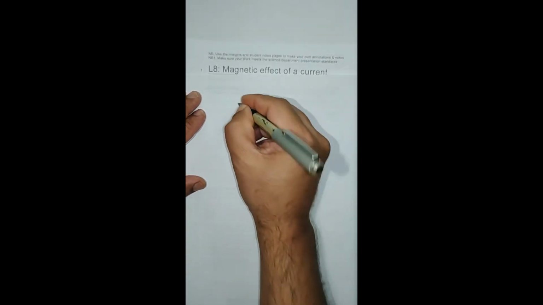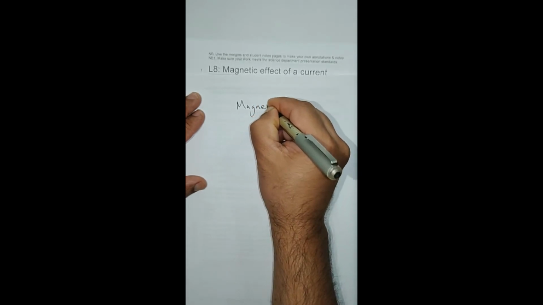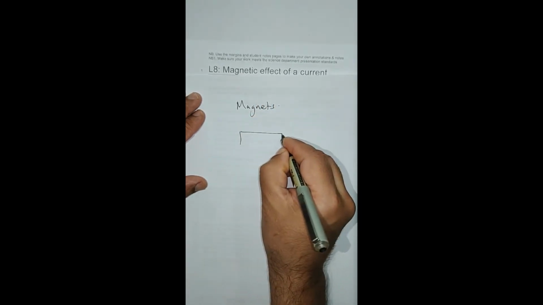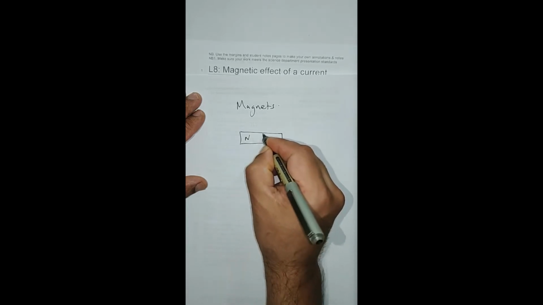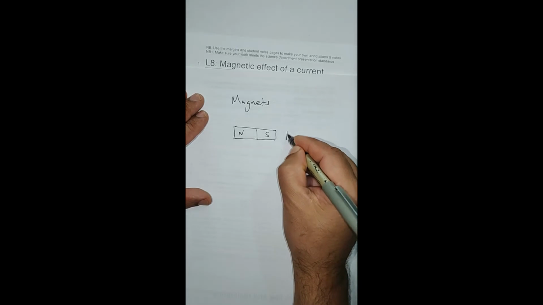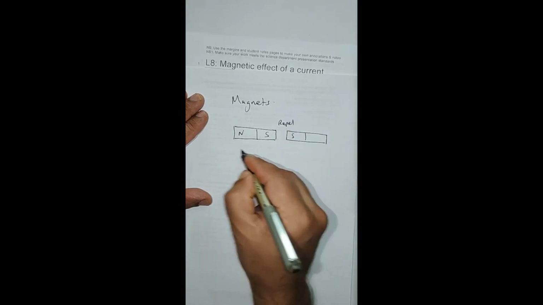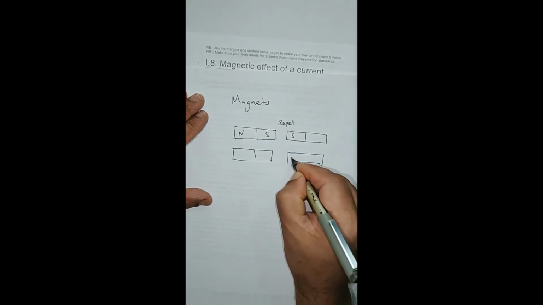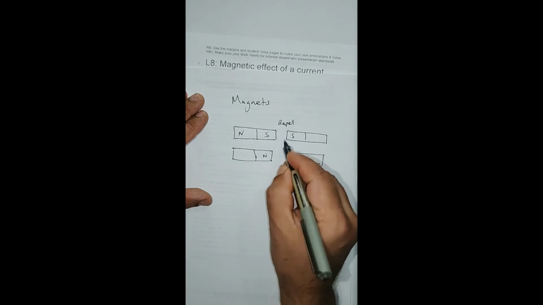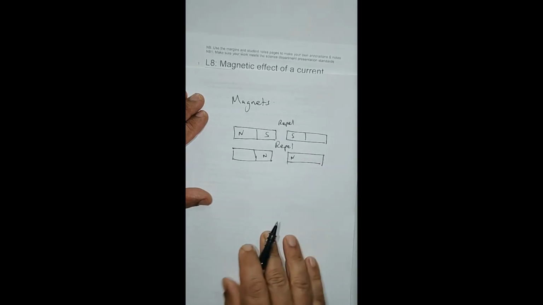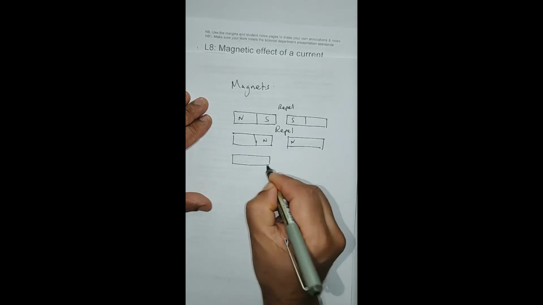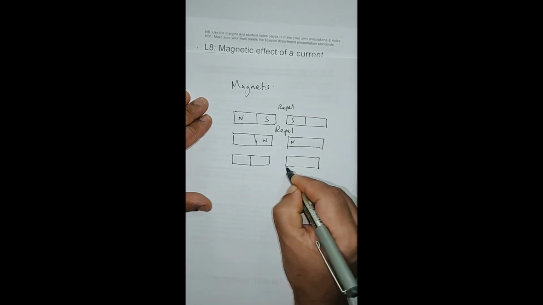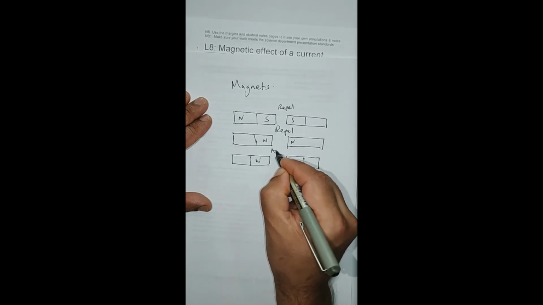Now, just before we begin, I'm just going to remind you of some basics of magnets. So a basic magnet has 2 poles, a north pole and a south pole. When we bring 2 south poles together, they will repel. When we bring a north pole next to a north pole, they will also repel. So like poles repel. When we bring opposite poles, doesn't matter if it's a north or a south, together, they will attract.